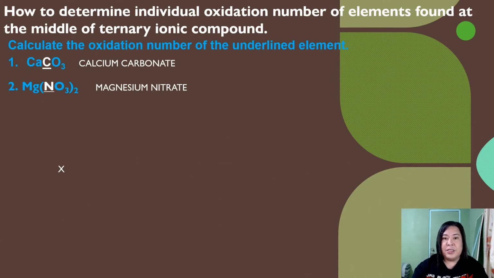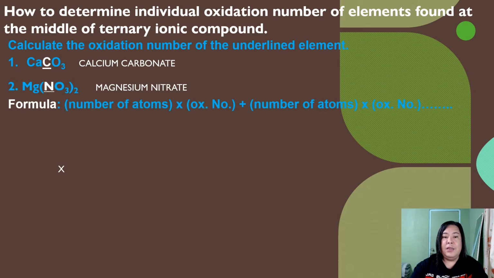For our first example, this is calcium carbonate. So the underlined element is carbon. We need to calculate the oxidation number of carbon. In the second example, magnesium nitrate, the element being calculated here is nitrogen. We need to find the oxidation number of nitrogen. So the formula in computing for the oxidation number of atoms is equal to the number of atoms times its oxidation number plus the number of atoms times the oxidation number and so on. Depende kung ilan yung elements doon sa given chemical formula.